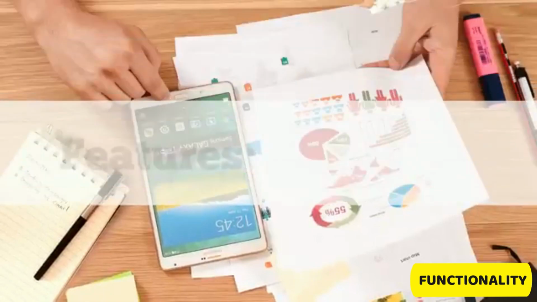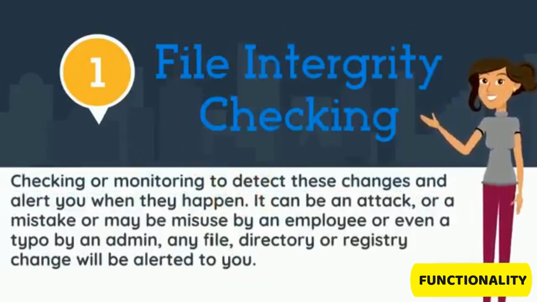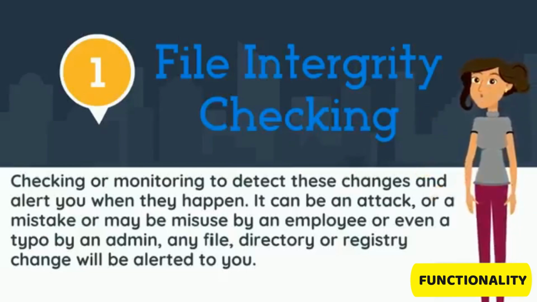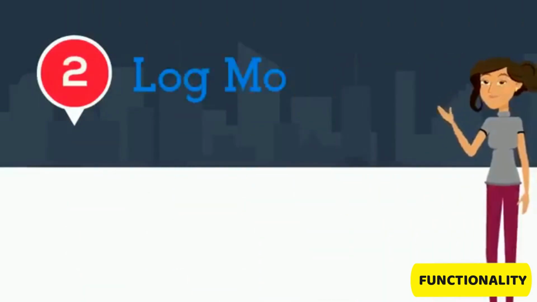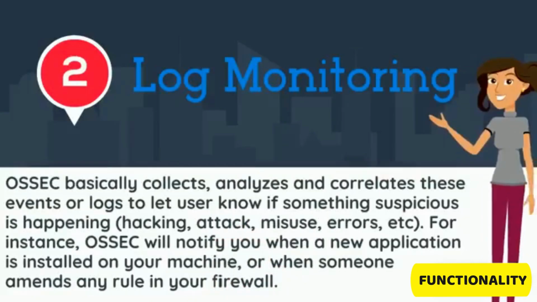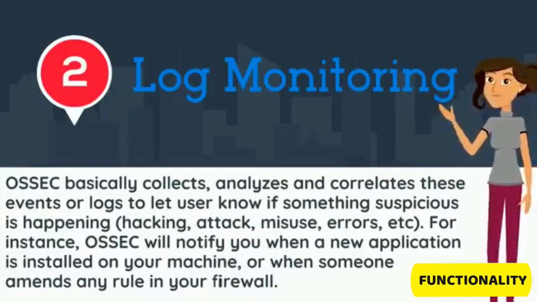Now, we are looking at features of Ossec. Number 1, file integrity checking to detect and alert when changes happen. It can be an attack, mistake, misuse by an employee, typo by an admin, or any file changes, it will alert you. Number 2, log monitoring. Collect and analyze events or logs to let the user know of suspicious happenings such as hacking, attack, misuse, error.